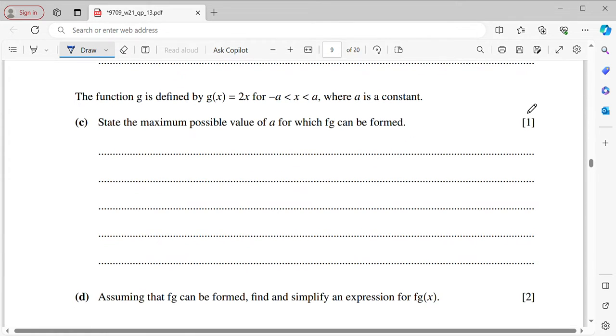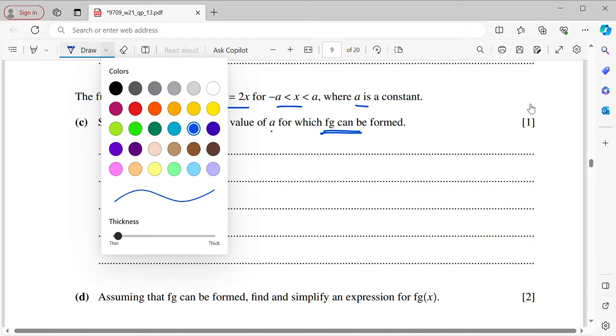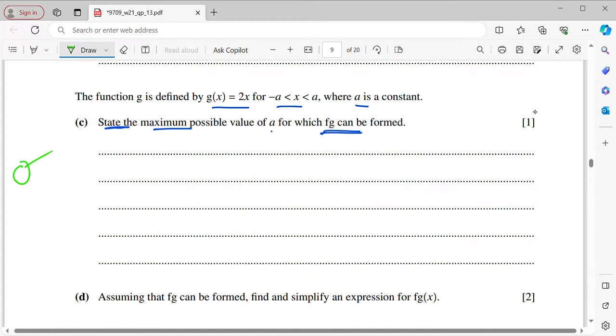Now, the function g is defined by g(x) equals 2x, whereby the x is defined from minus a to a, where a is a constant. State the maximum possible a for which fg can be formed. fg is a composite function. Just for information, to get fg, that means we need to solve the g first, right?